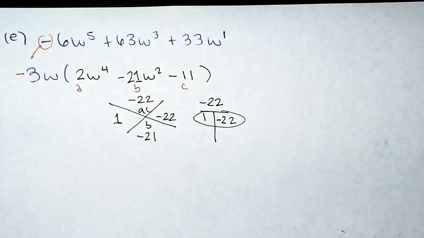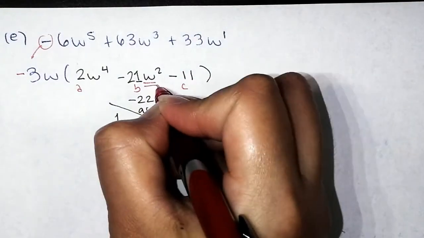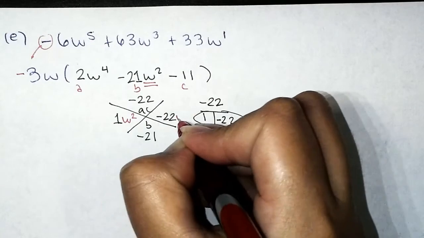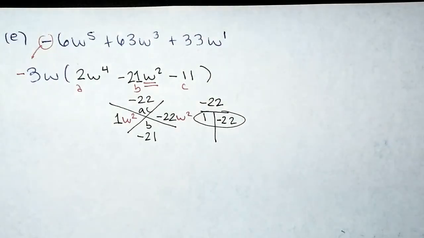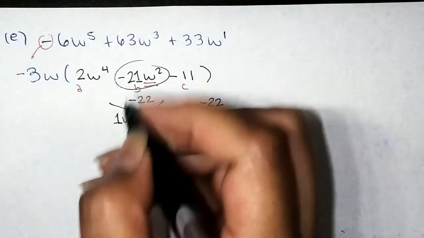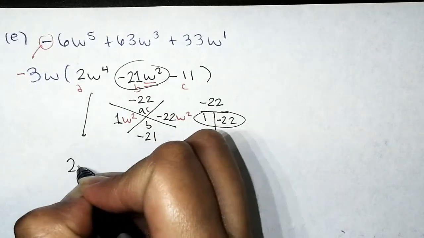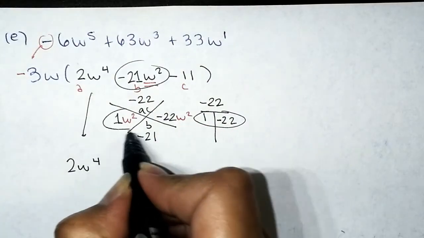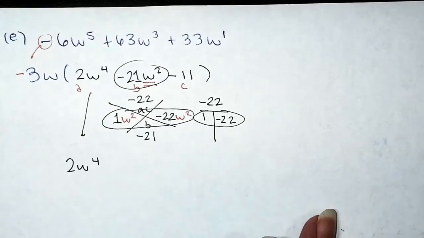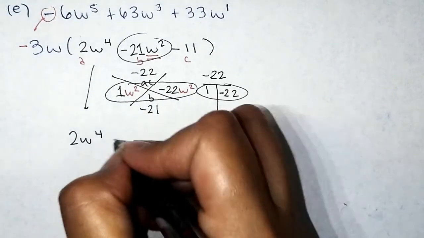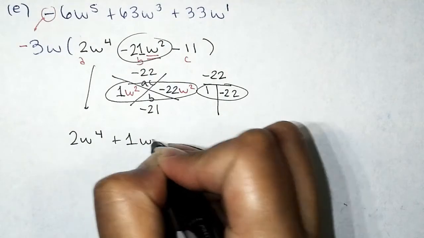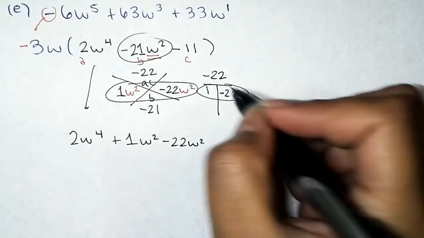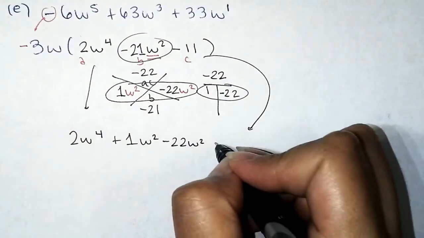When we split the middle term, we're going to attach that variable part. So let's go ahead, attach the w squared to the sides. So let's split the middle term. The first term stays as is. And we're going to replace the middle term with 1w squared and negative 22w squared. So plus 1w squared and then minus 22w squared. And let's go ahead, bring down that third term.